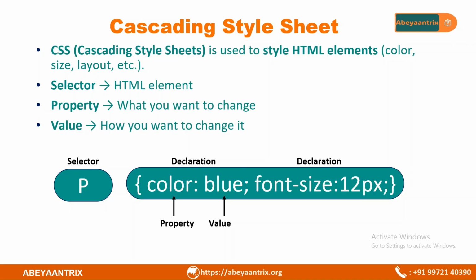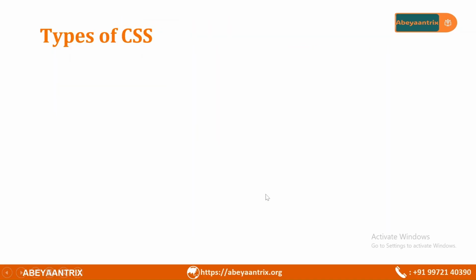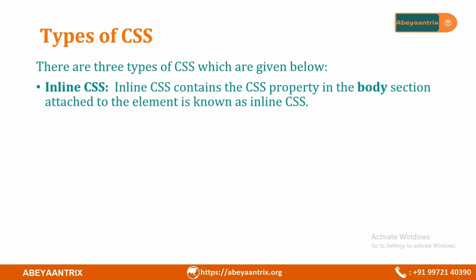Okay, so let us understand the types of CSS we are using. There are three ways of using CSS with HTML. The three ways are, first one is inline CSS. Inline CSS contains the CSS property in the body section, attached to the element, and is known as inline CSS. It means we use inline CSS directly with the HTML element, and we usually add this property in the body section on the element.